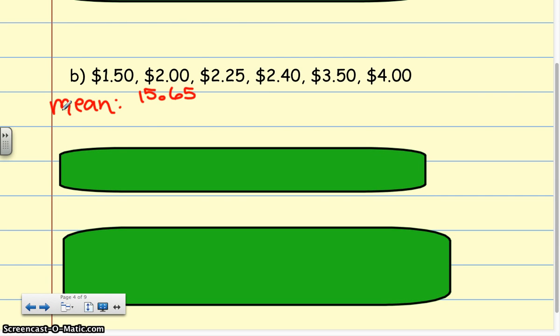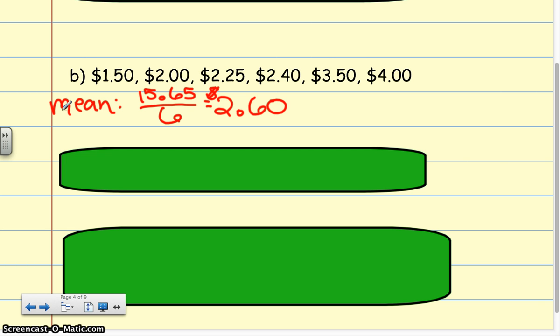And then I need to divide it by how many I have. And I have 1, 2, 3, 4, 5, and 6. So 1565 divided by 6 is 2.6 approximately. So my mean is about 260, and we have to remember we're talking about money here, so I should put the dollar sign there. $2.60.